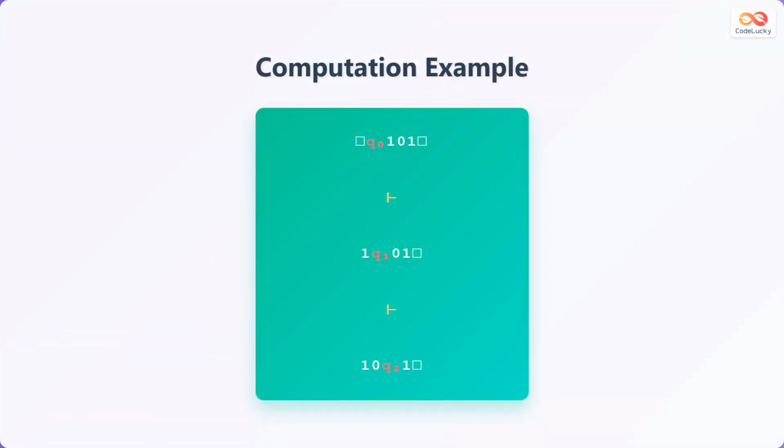Let's walk through a computation example to see how these transitions work in practice. We start with the configuration blank symbol Q0101 blank symbol. This transitions to 1Q101 blank symbol. Then it transitions to 10Q21 blank symbol. This sequence shows how the Turing machine moves from the initial state and tape content through a series of steps, updating its state and head position according to its transition function.